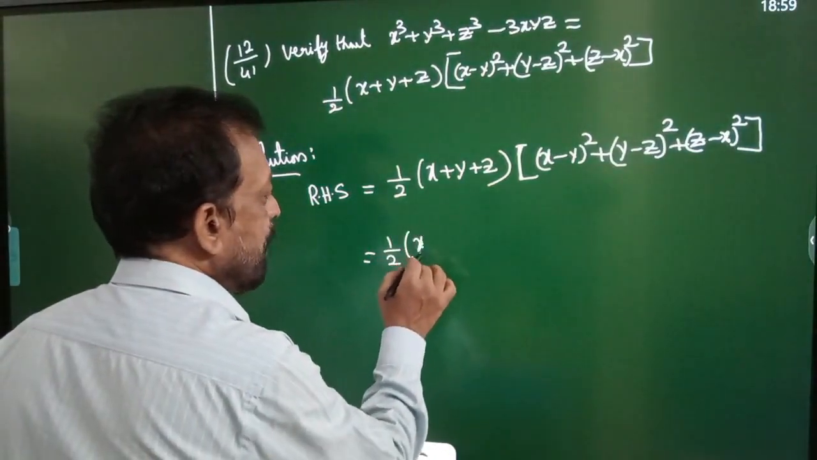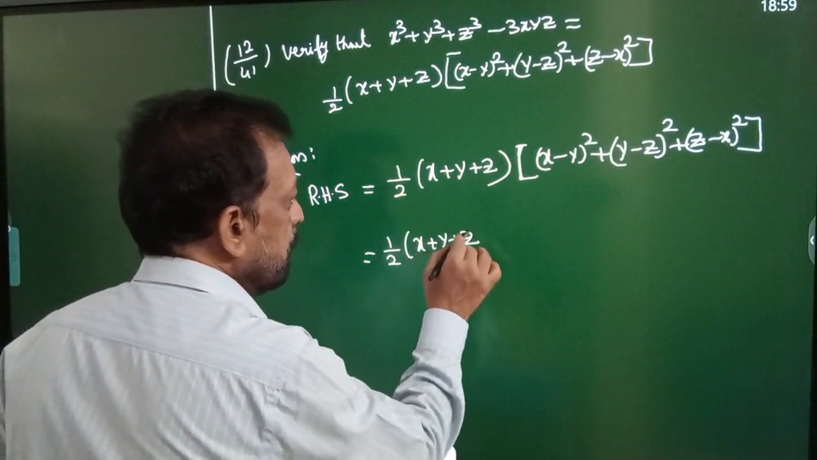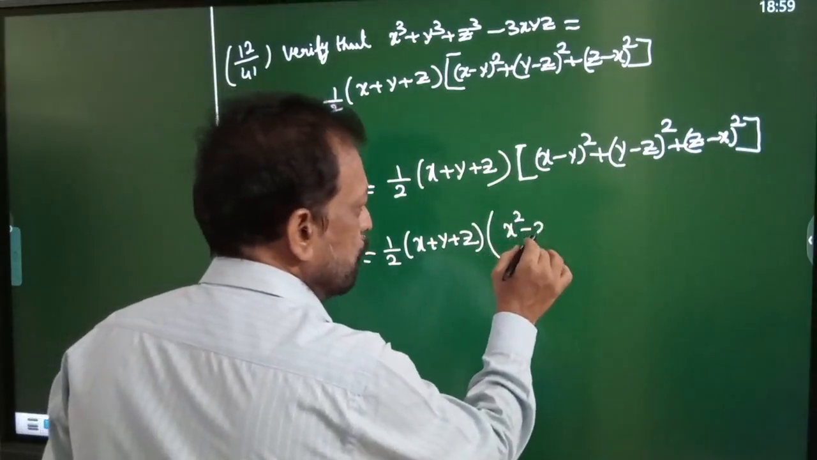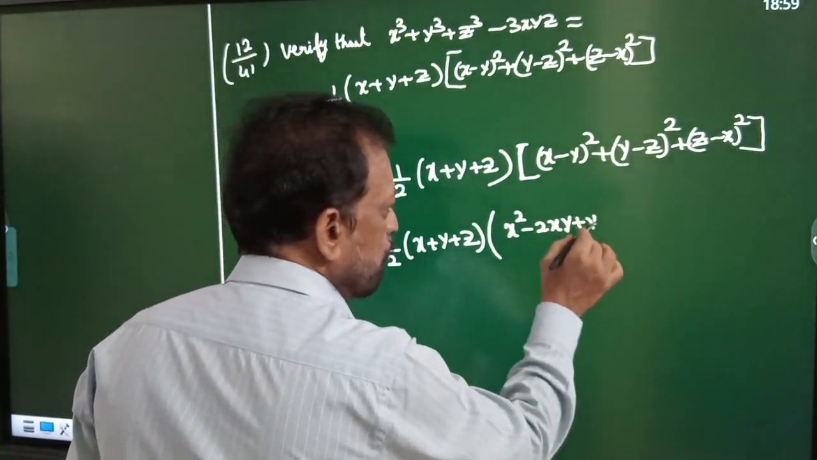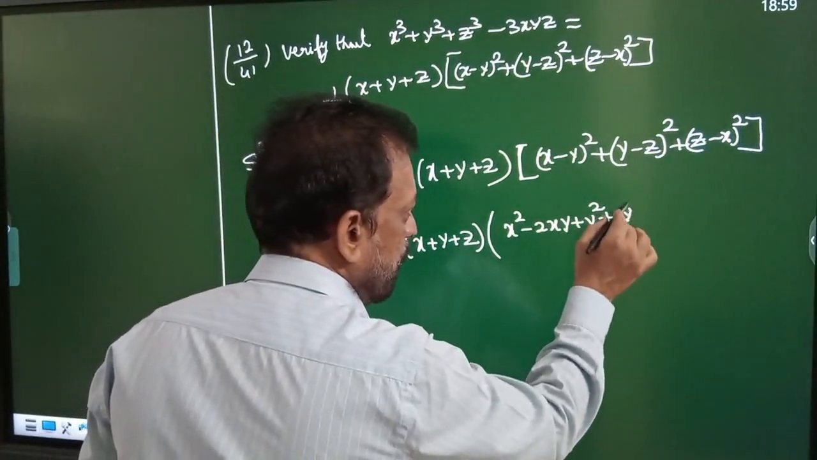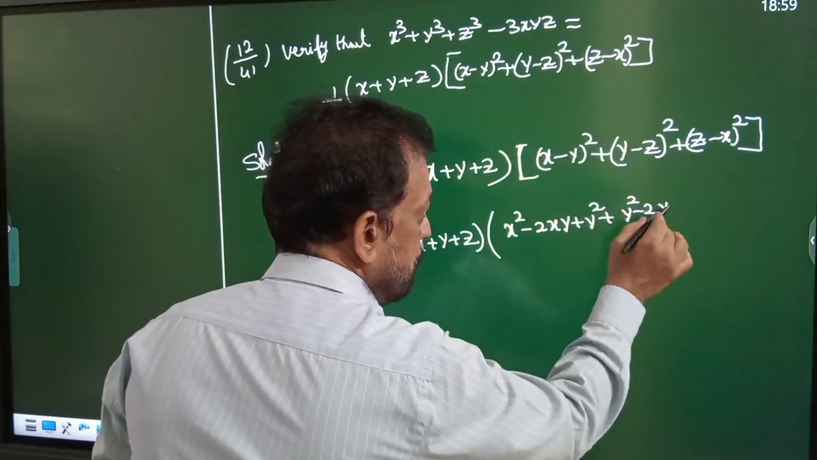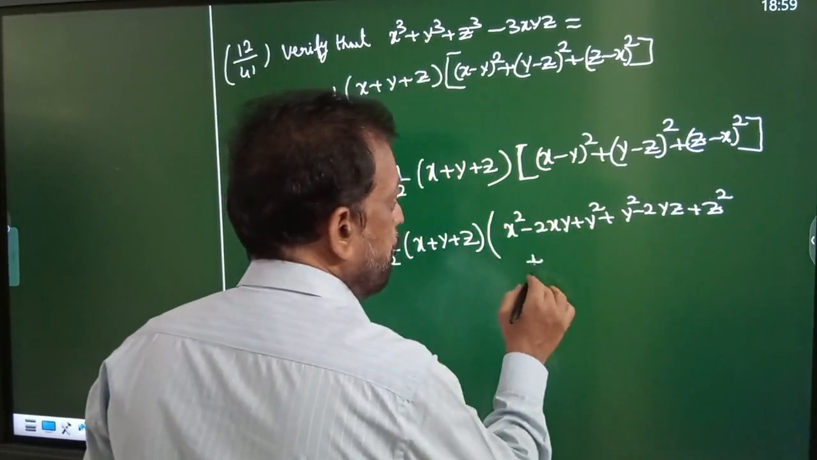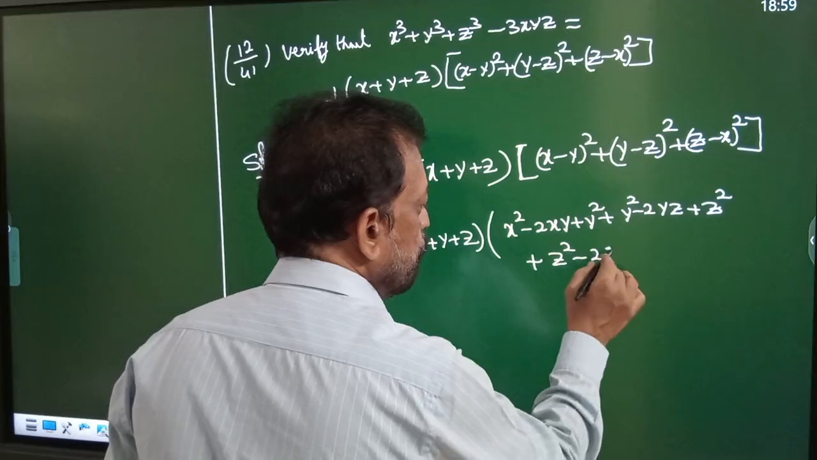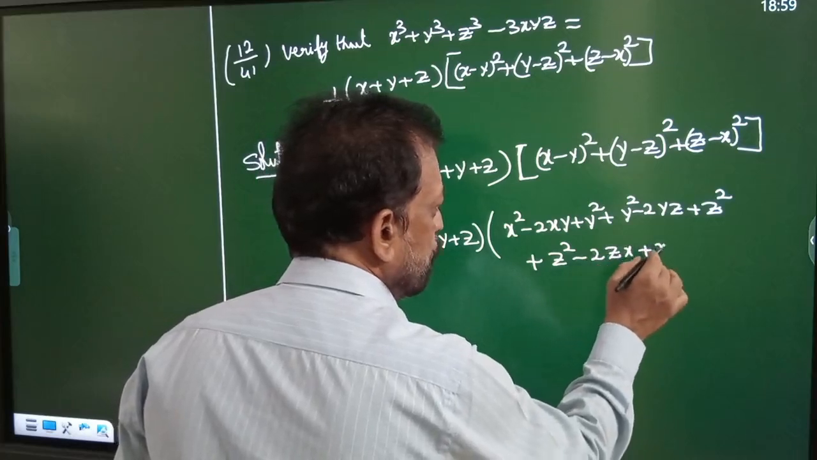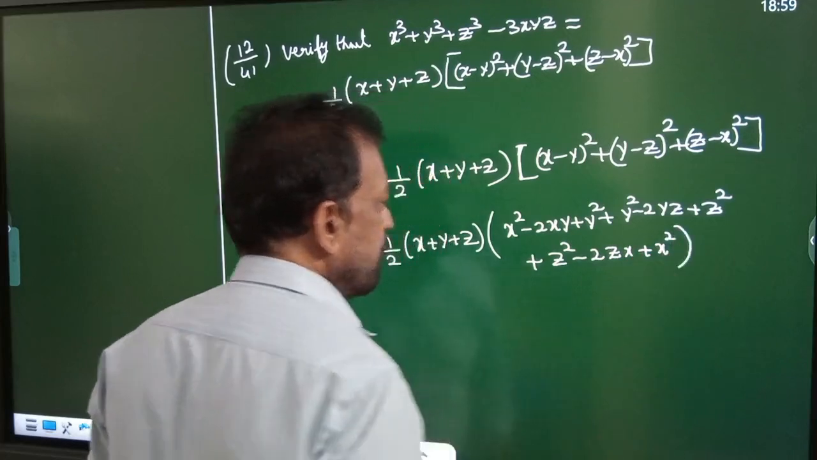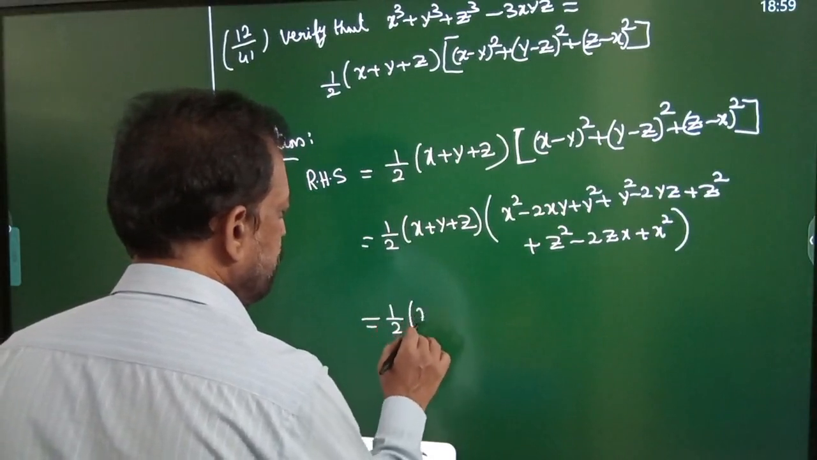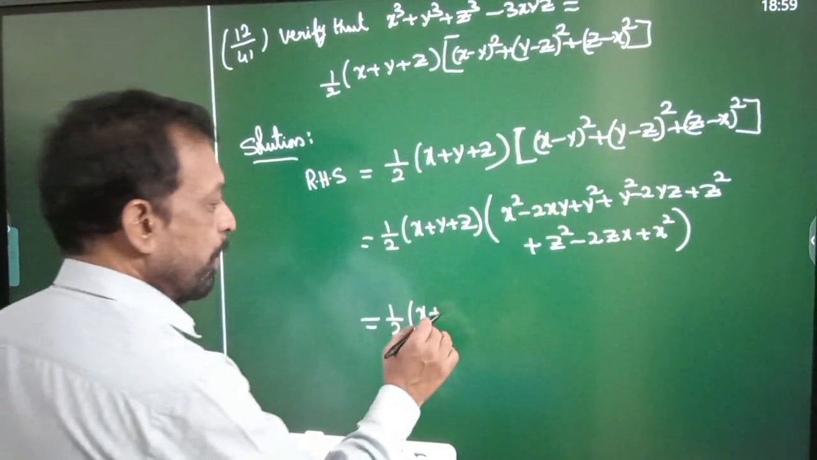1 by 2 into x plus y plus z into x square minus 2xy plus y square, because the minus is there, plus y square minus 2yz, be careful, plus z square, plus z square minus 2zx plus x square. Now whichever is going to be cancelled, you can see the cancellation by yourself. So that is equal to 1 by 2. As it is, you can keep x plus y plus z.